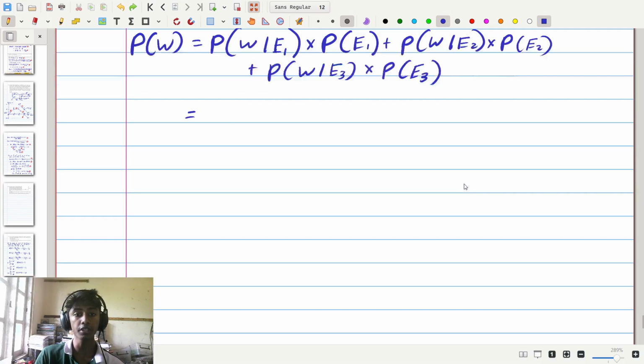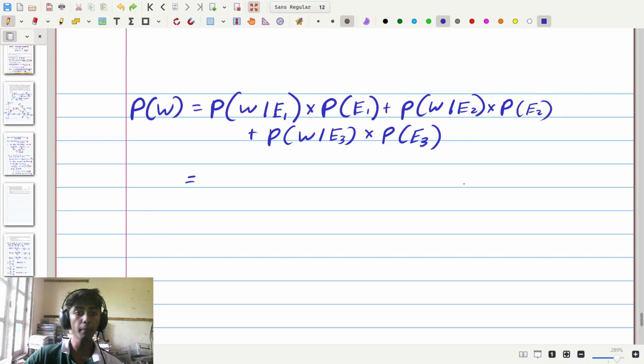So substituting, probability of W given E1 is equal to 2 over 3, and we multiply that by probability of E1, which is 3 over 10. And then we have to add that to the next value, which is going to be probability of W given E2, which is 1 over 3, times probability of E2, which is 6 over 10.